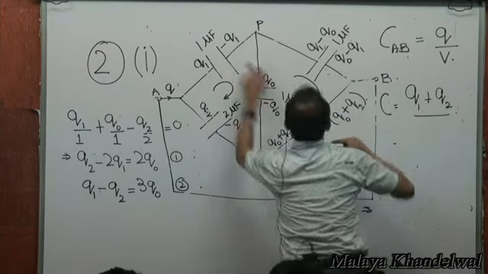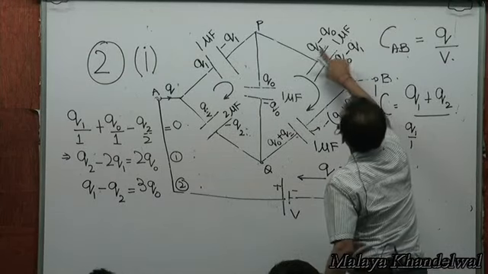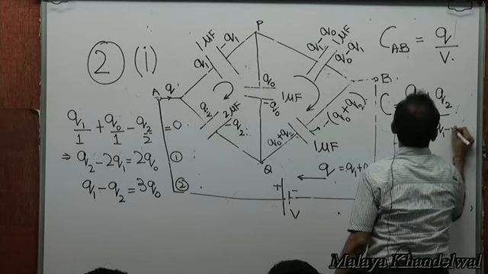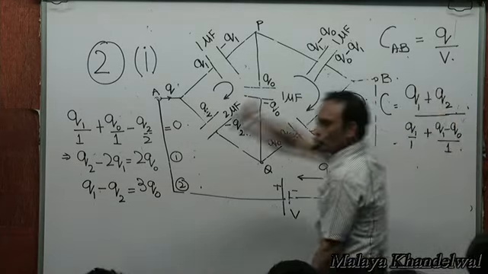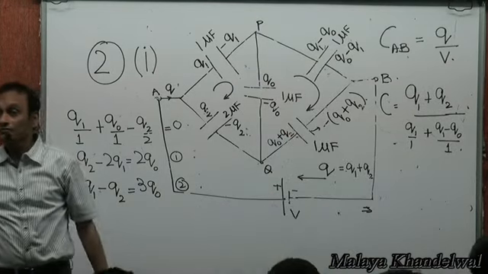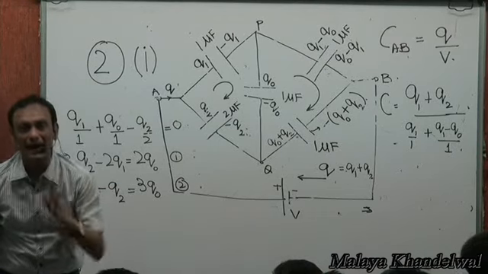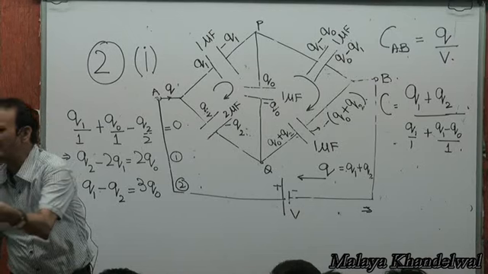So the drop from here to here is Q1 by 1. The drop from here to here is Q1 minus Q0 by 1. This then is going to be the capacitance, right? That's a basic idea. That's the framework. That's the backbone. Now to perform the last rites, which is ordinary algebra.